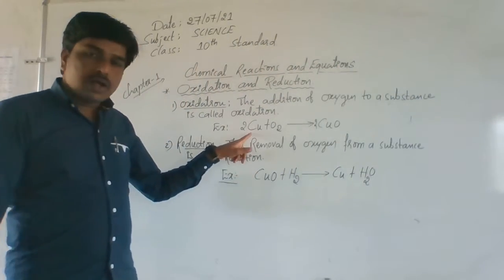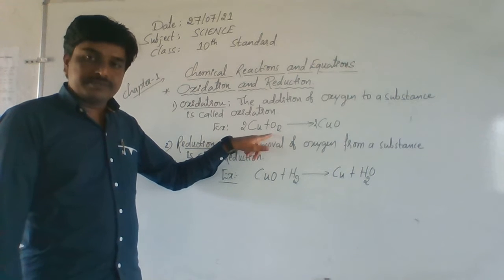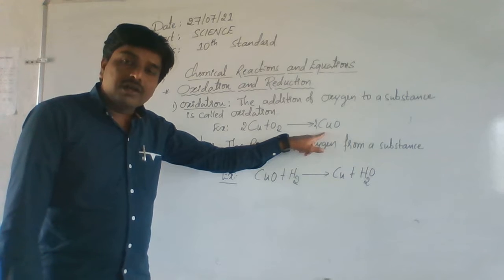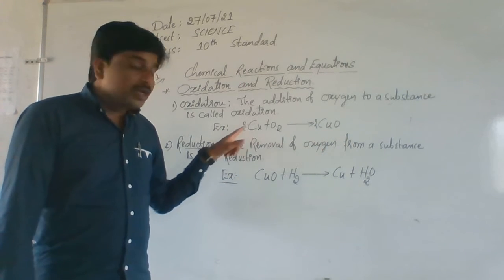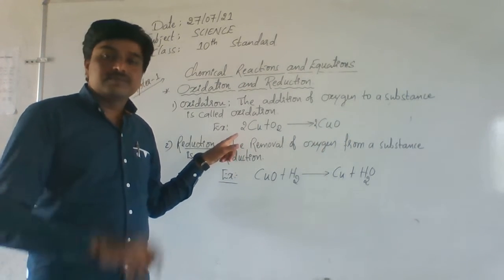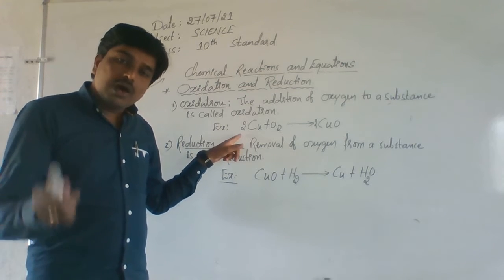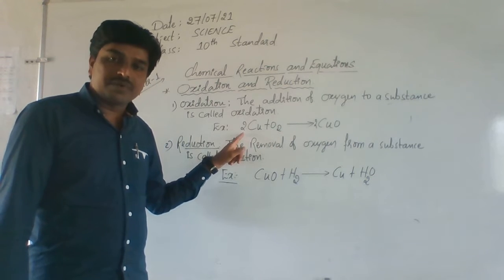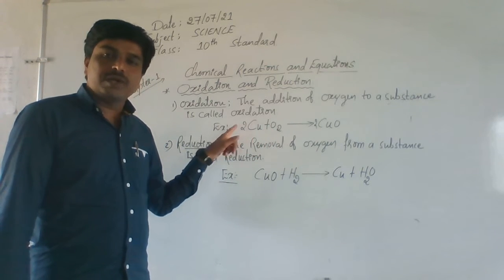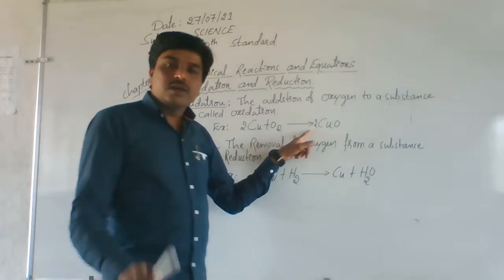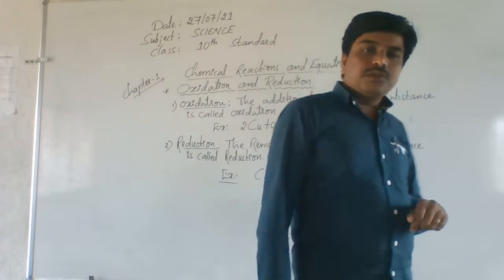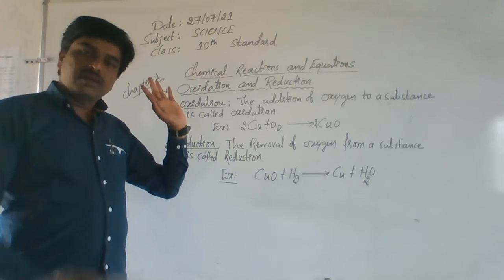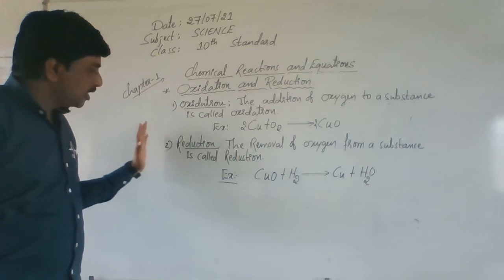Understand? So here copper gets oxidized with oxygen to form copper oxide. Here copper is said to be oxidized, because we are adding oxygen to copper. We are adding oxygen to copper, hence copper becomes copper oxide. So this is the best example for an oxidation reaction. Clear? Okay, let's come to the second one.